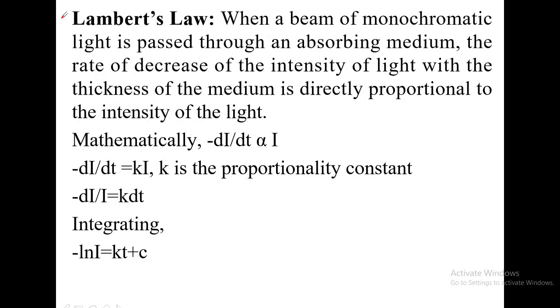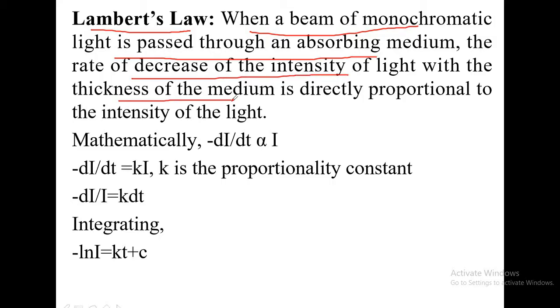Moving on. Now let us see what Lambert's law is. Colorimetry is best explained using two laws, that is Lambert's law and Beer's law. Now Lambert's law states that when a beam of monochromatic light is passed through an absorbing medium, the rate of decrease of the intensity of the light with the thickness of the medium is directly proportional to the intensity of the light. I repeat the original statement given by Lambert.